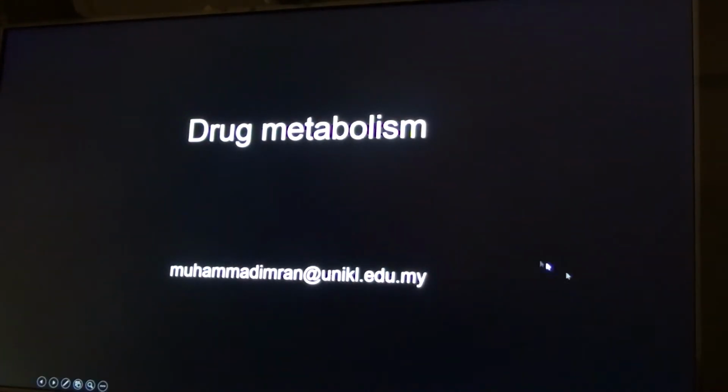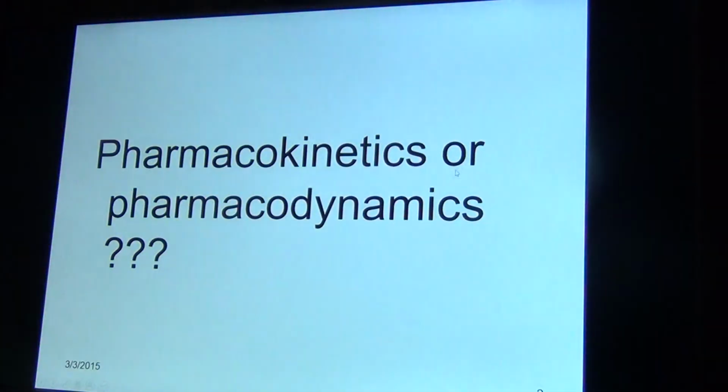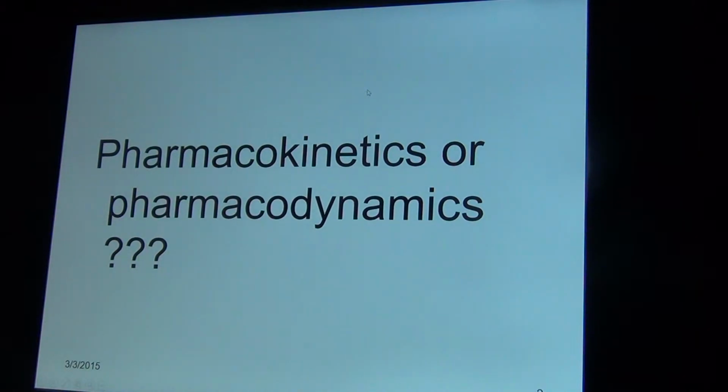So today we're going to talk about drug metabolism. As you know, drug metabolism is one of the processes involved in pharmacokinetics, and I think most of you still remember that pharmacokinetics consists of 4 components: absorption, distribution, metabolism, and excretion. The processes of metabolism and excretion are collectively known as the process of drug elimination.